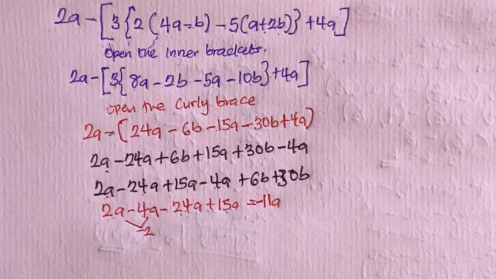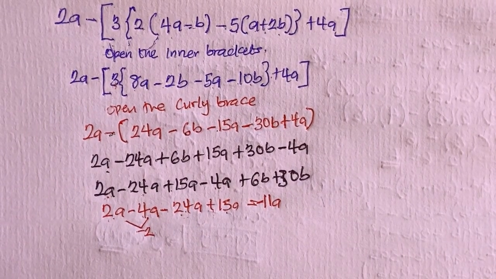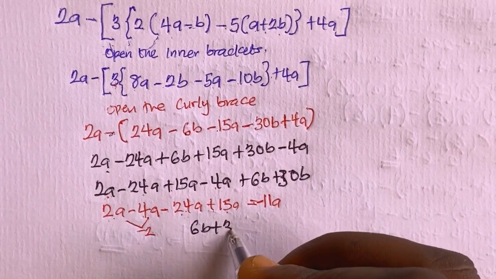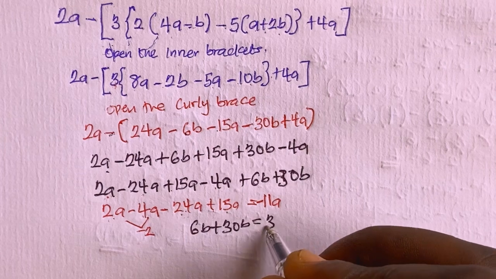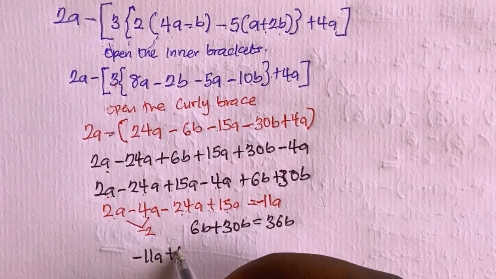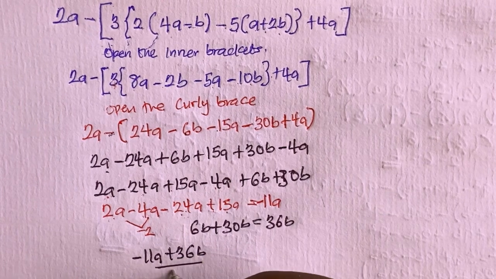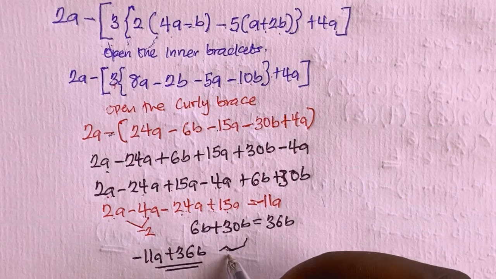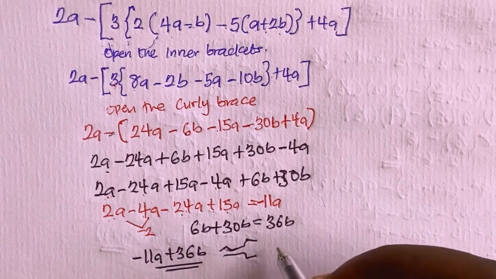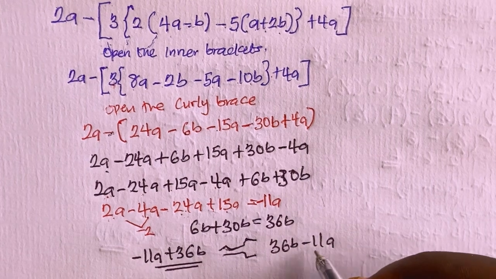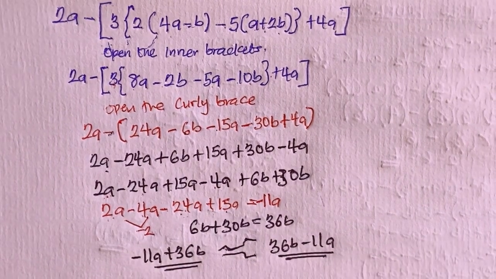Then the next thing I'm having is actually here I'm having 6b, right? Then plus 30b, which is actually what? 36b. So here the final answer is what? Minus 11a plus 36b, exactly. Which I can write as what? I can just rewrite, this is my rewrite sign. So I can write as 36b, right? Minus 11a. So that's just it.